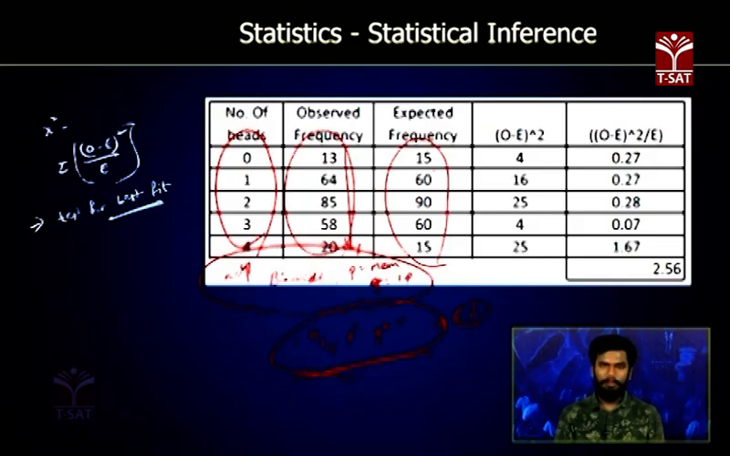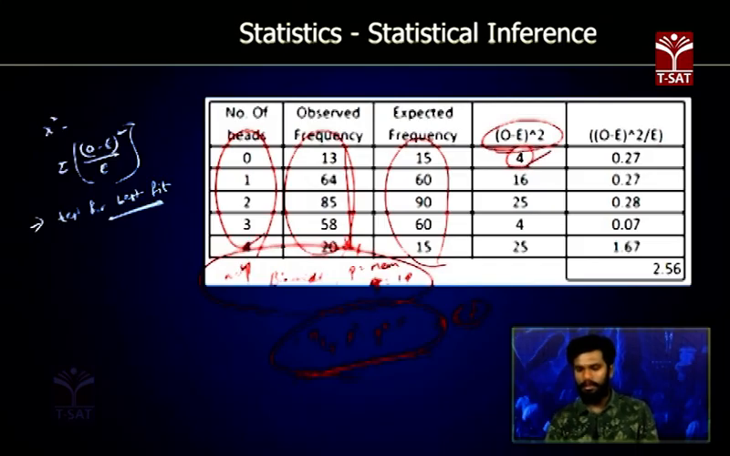Now our chi-square distribution is saying that the error squares must be minimum. So see what the chi-square distribution does here: observed minus expected whole square. So this is 4, 13 minus 15, 2 square is 4, 64 minus 60, 4 square is 16, like this we square everything. And this is divided by our expected frequency, 4 by 15, 16 by 20, 25 by 90, 4 by 16, 25 by 15. After dividing, the sum is 2.56.